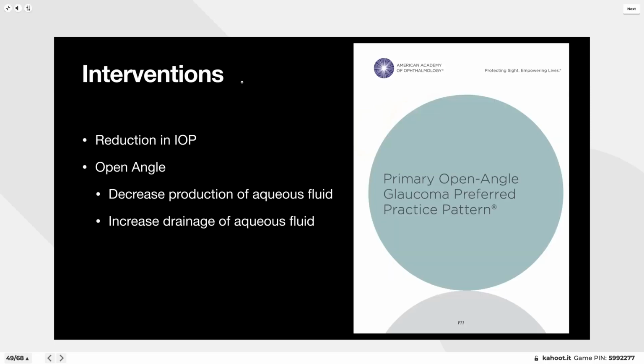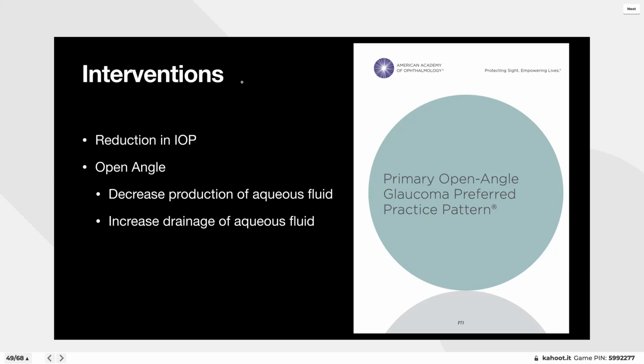All right, so again, looking at some more references. The American Academy of Ophthalmology publishes what's called the preferred practice patterns. And these are the guidelines that as ophthalmologists, we adhere to for how we manage different major conditions, including open angle glaucoma and angle closure glaucoma. So the mainstay treatment for open angle glaucoma is pressure reduction. And how we do that is either decrease the amount of aqueous fluid that we're producing, or we increase the drainage of fluid that's already being produced in the eye.